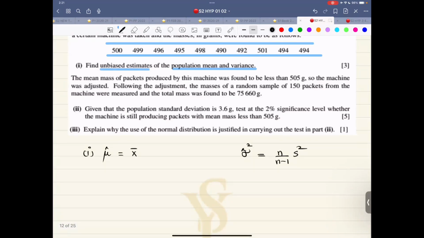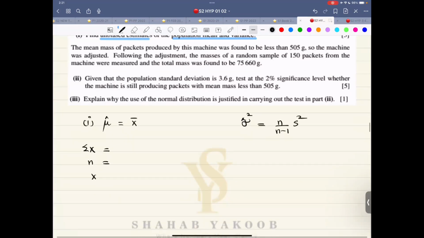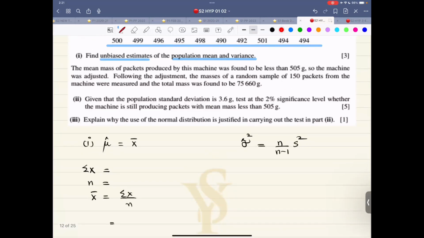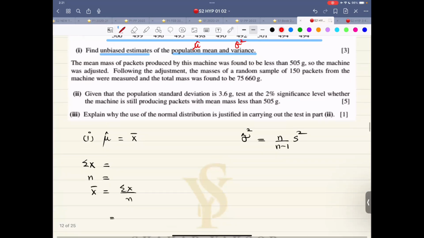If I add all these numbers up, I'll get sigma x. There are 10 of them. And hence I can calculate X bar, which is sigma X over N, which will give me the value of the unbiased estimate of population mean. So the unbiased estimate of population mean is this thing. The unbiased estimate of population variance is this thing.